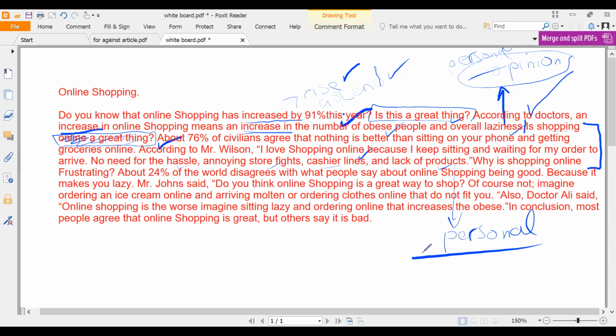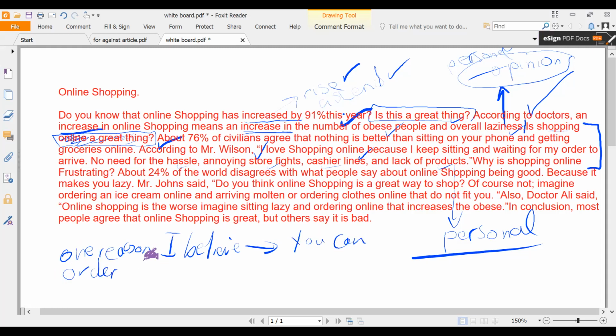Okay. What I mean by something personal, instead of saying, according to Mr. Wilson, don't start the paragraph with this, but say, one reason I believe that online shopping is better is you can order from the comfort of home.